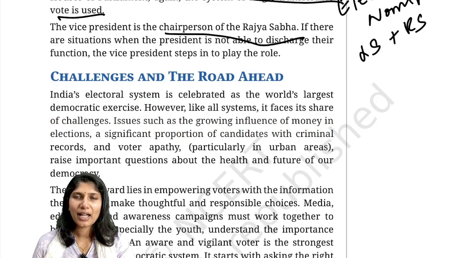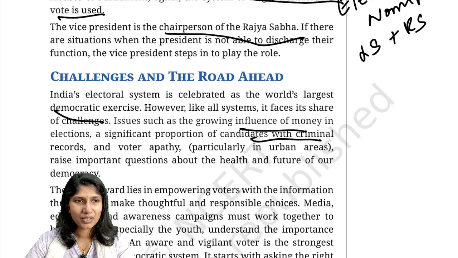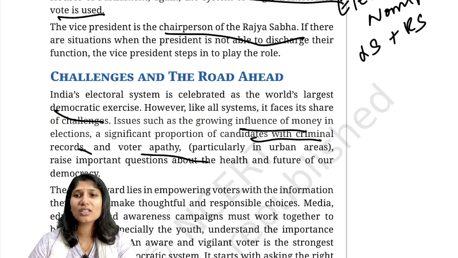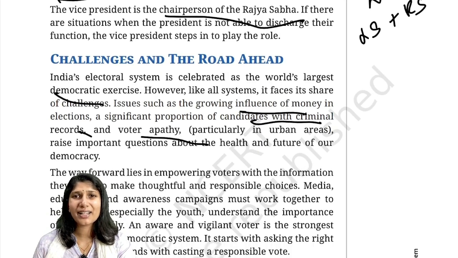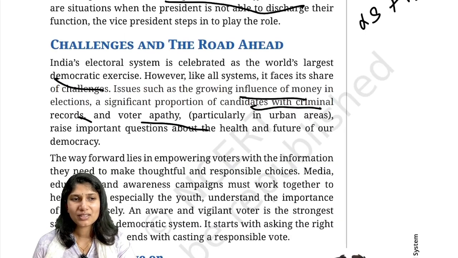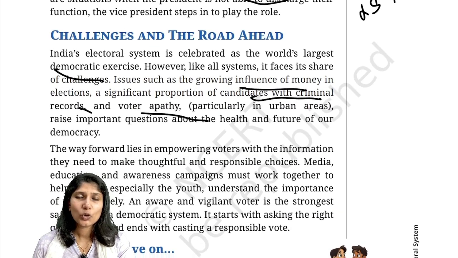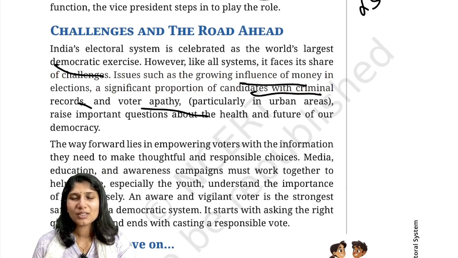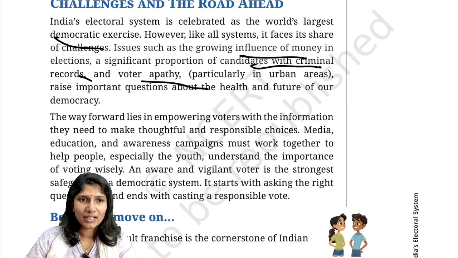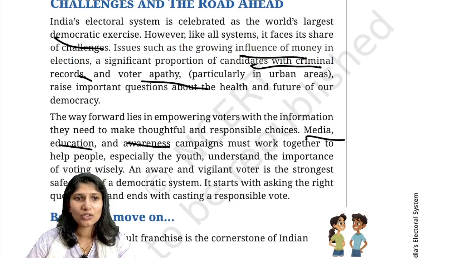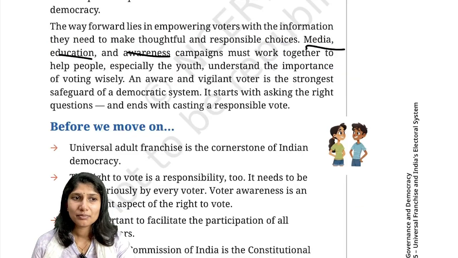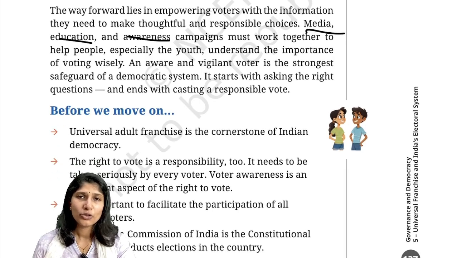Now what are some of the challenges that we have with regard to our election system? If you see, we are one of the world's largest democracies, but there are certain challenges such as growing influence of money, many candidates having criminal backgrounds, and voter apathy, which means it's just elections, it's just voting. So in urban areas they have that lax attitude. So these are some of the things that bring difficulties in realizing the true potential of our democracy. So how can we make it more empowering? Through media, education, awareness campaigns, especially for your youth, and make them understand it is one of the empowering ways for you to claim a stake in the future of the country.